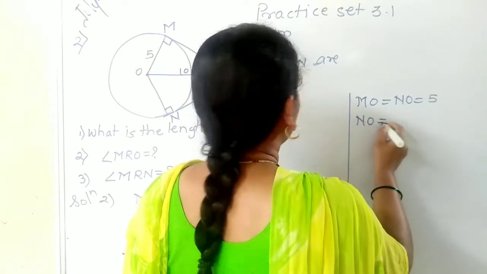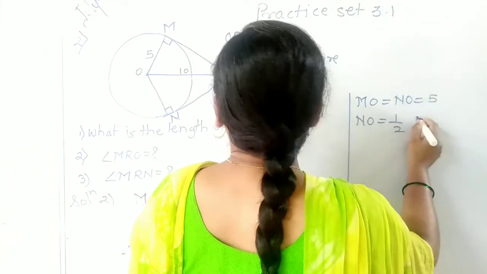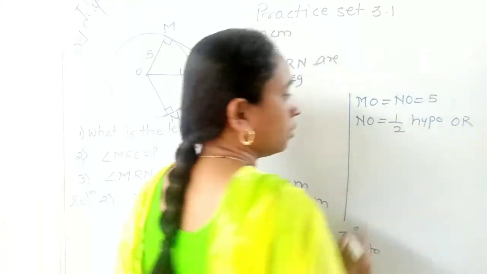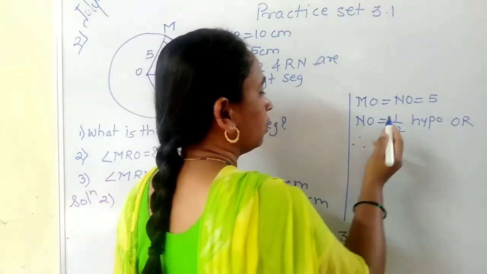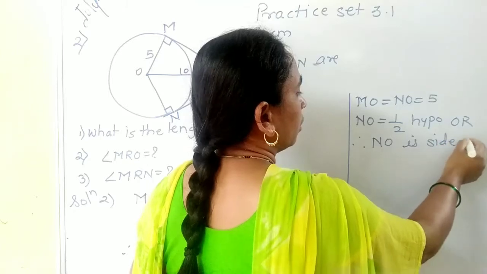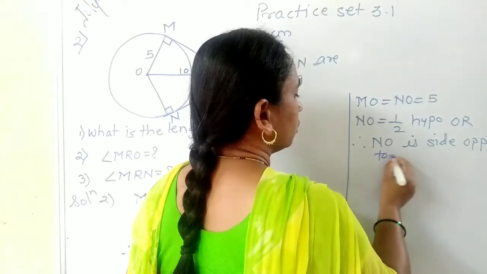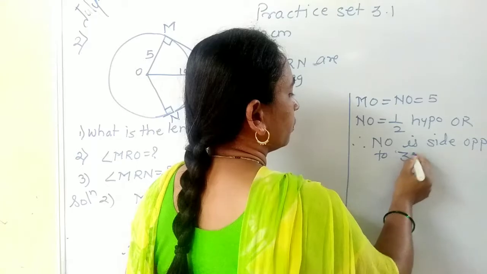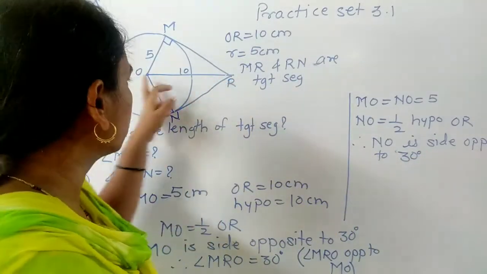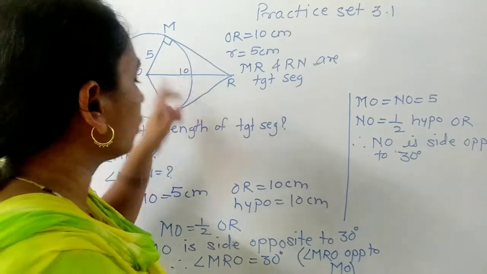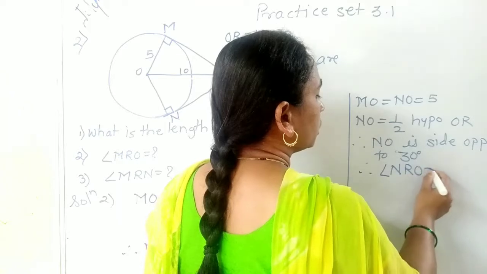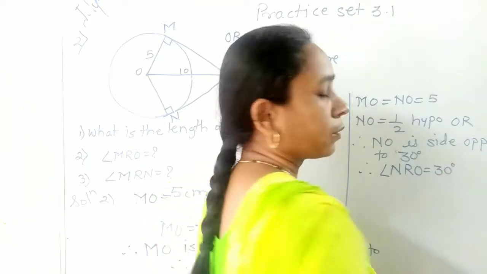Again, NO is half of hypotenuse OR. Therefore, NO is the side opposite to 30 degree. So this side will become the opposite of 30 degree. So which is the angle 30 degree? NRO angle. Therefore angle NRO is equal to 30 degree.